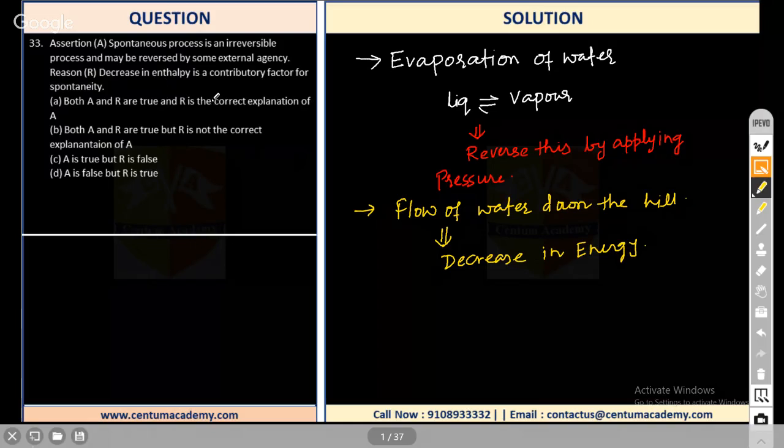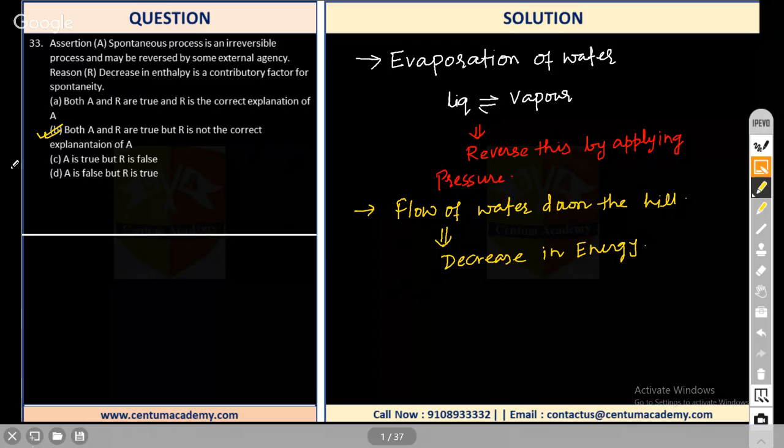So obviously assertion and reason both are correct. So A and R are true, and we can have the answer either A or B. Now the other part of these options is: R is the correct explanation of A. Here you see what happens. This and this are not at all related. If decrease in energy takes place, this has nothing to do with the irreversible nature of a spontaneous process. So both statements are true, but R is not the correct explanation of A. So the answer of this question will be option B.